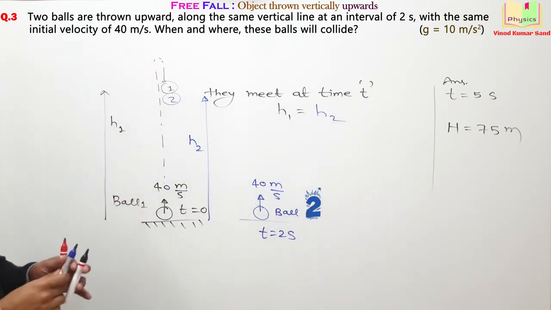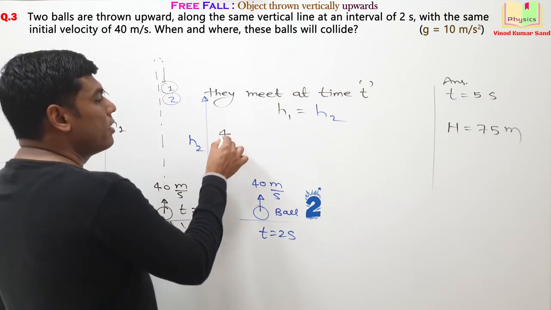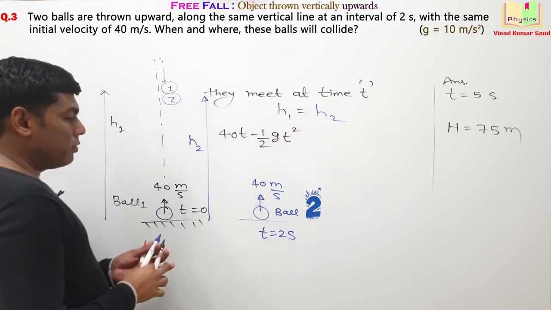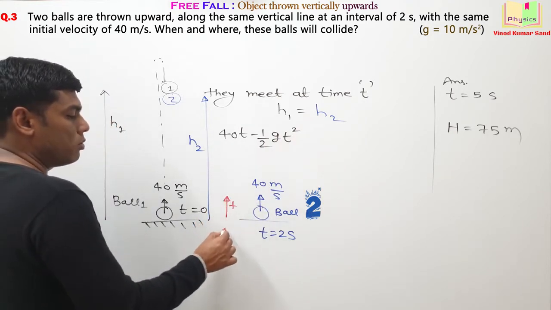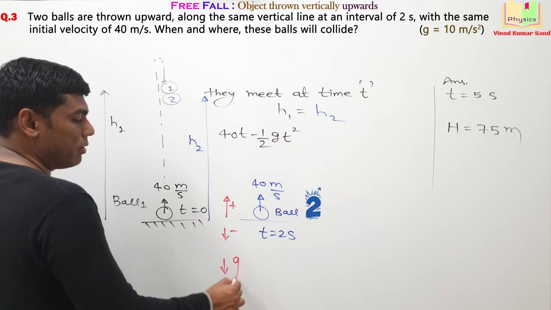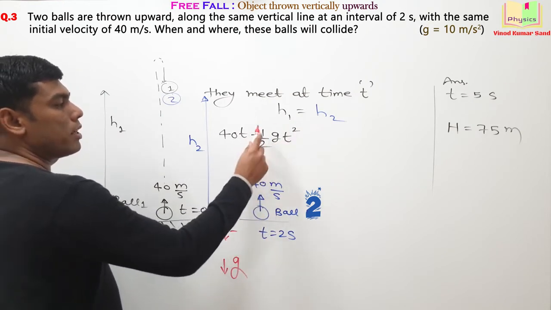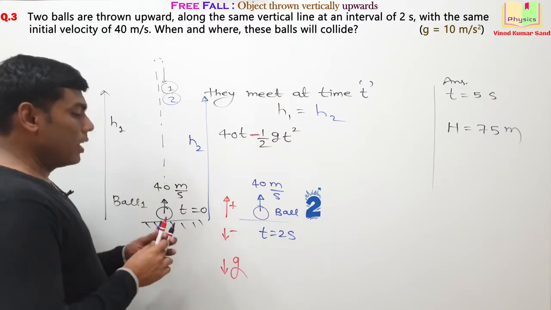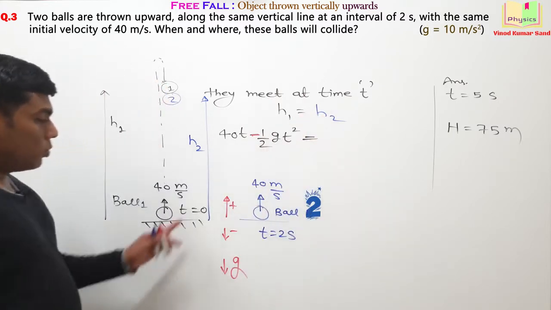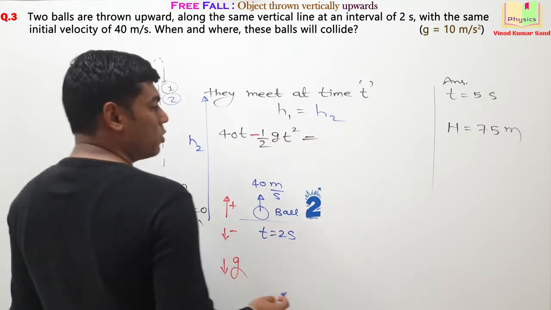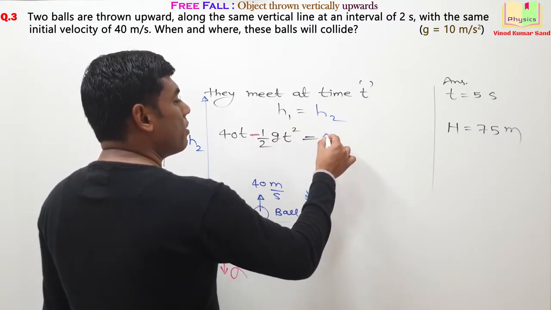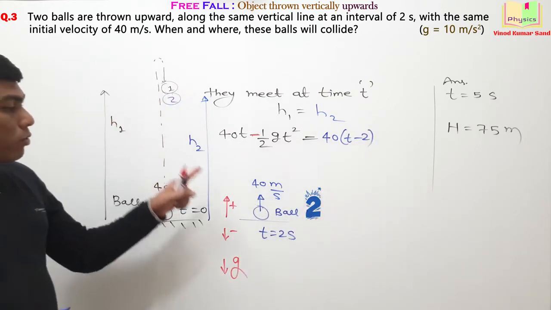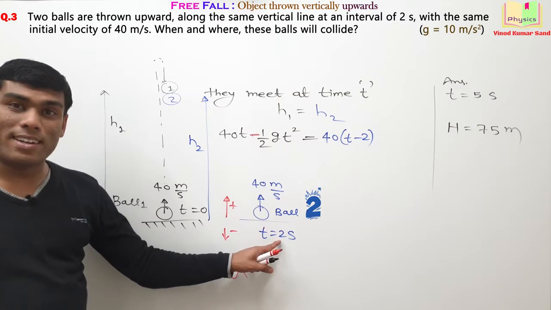Height of the ball 1 above the ground, we can easily write 40t minus half gt square. Actually, we are taking the upward direction to be positive, downward to be negative. Acceleration due to gravity was in the downward direction. So here we have taken a negative sign with the acceleration due to gravity. Now writing the data for h2. In the same way, what should you write? For h2, you should write 40 (t minus 2) because it was fired 2 seconds later.